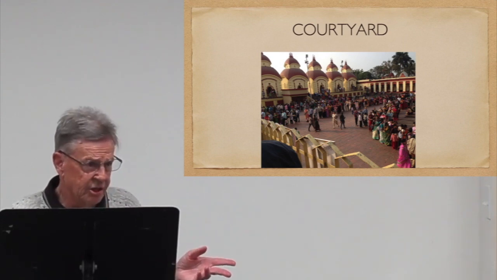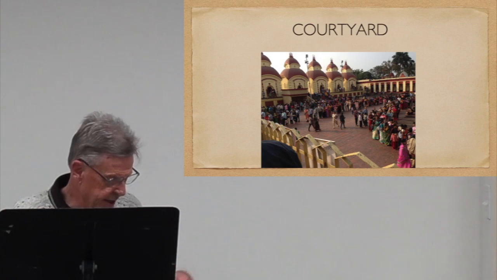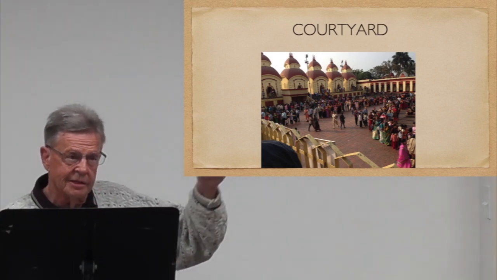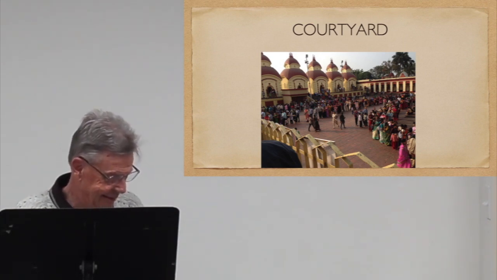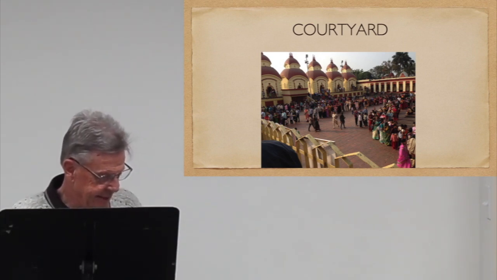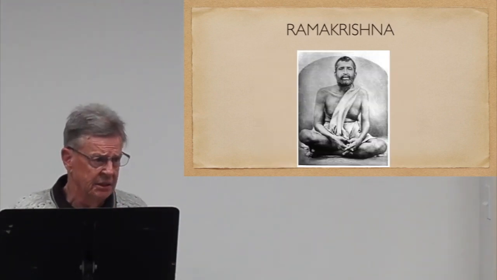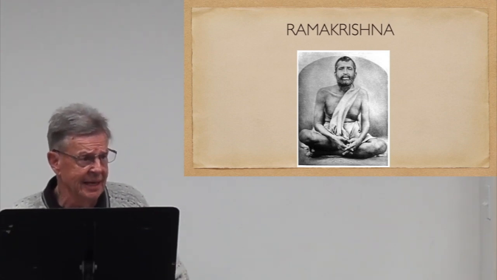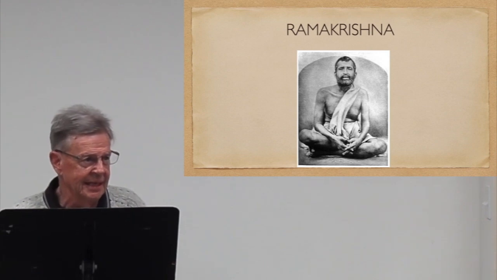You can see they're large complexes. That's the courtyard, and all of those others will be smaller shrines to other gods. The temple really became famous because Ramakrishna, one of the 19th century saints, was a priest in that temple, I think between 1855 and 1886.